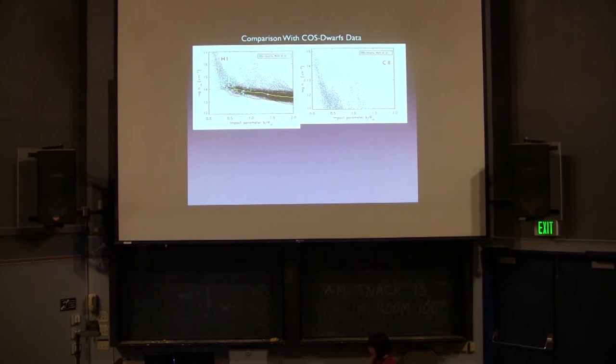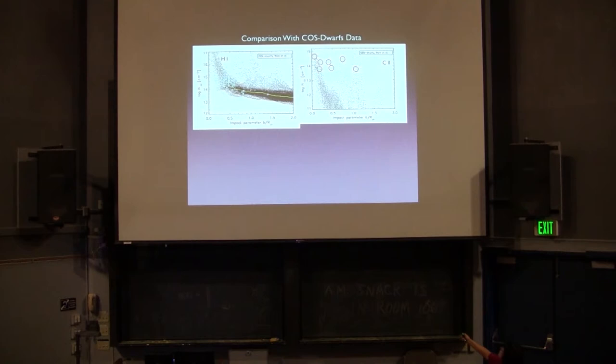In fact, if we compare with the COS-Dwarfs data, which is Jess Werk's, she's not here today, this is the hydrogen one. Neutral hydrogen, if you consider here, is actually consistent with the data pretty well. However, if you look at low ions such as carbon 2, these are the data and these are the detections.